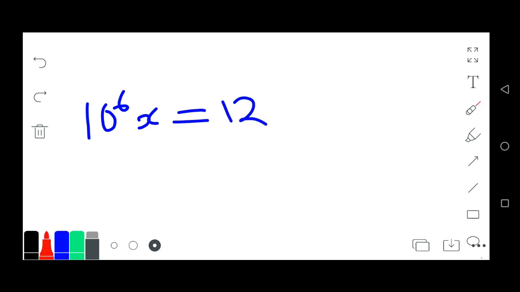So meaning this is 10 to the power 6, x is equal to 12. So what you do is you're looking for x, you divide both sides by 10 to the power 6, as well as 10 to the power 6.